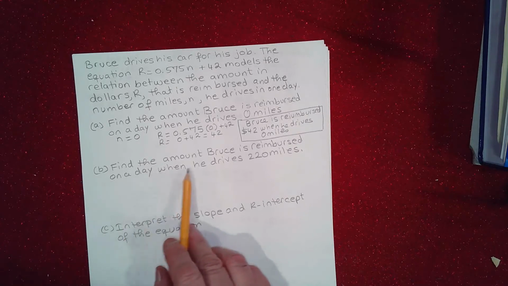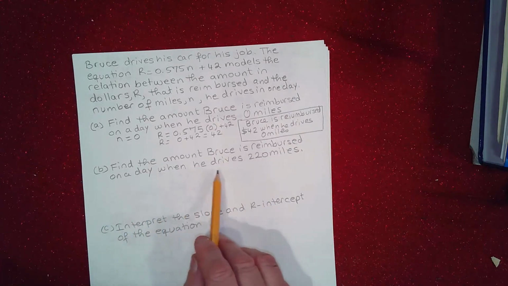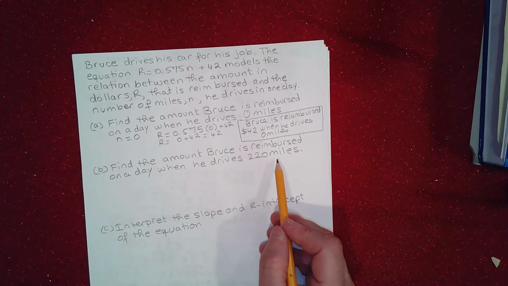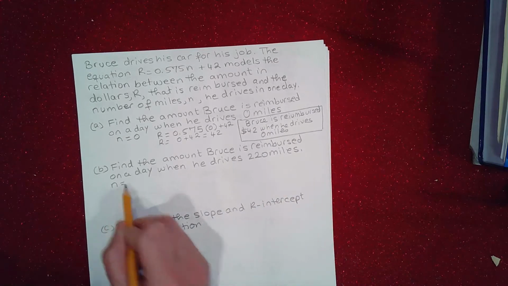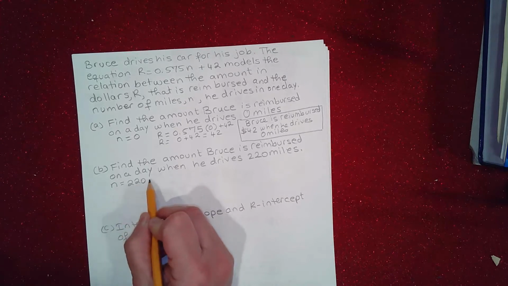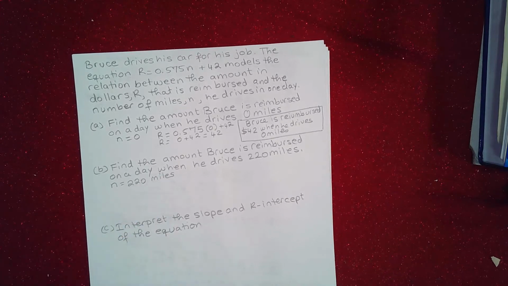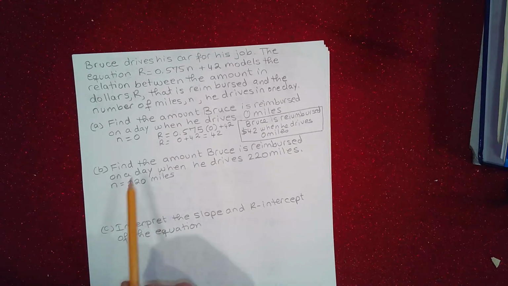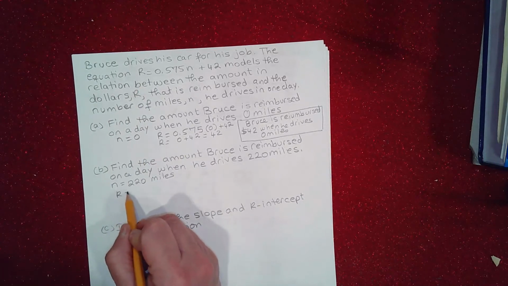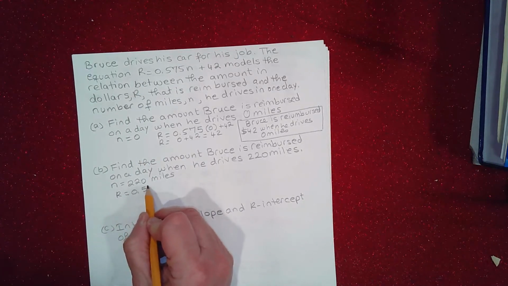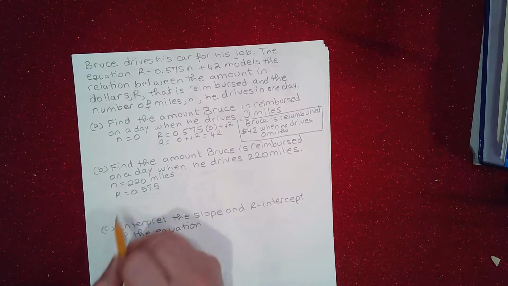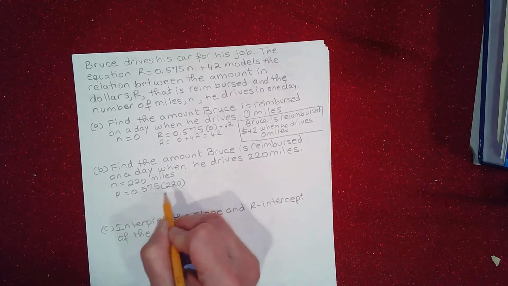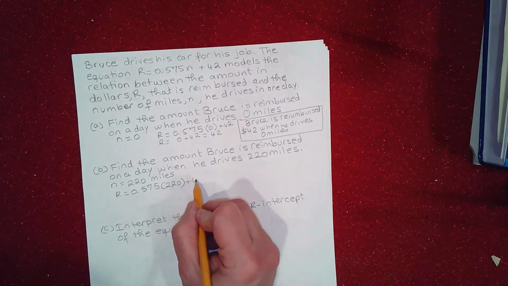Now find the amount Bruce is reimbursed on a day when he drives 220 miles. So now we know how many miles he drives. So n is equal to 220 miles. Again, to find out how much he will be reimbursed, I need to plug in 220 in the equation. So R is equal to 0.575 n. n now is 220 miles. So I have to replace n with 220, plus 42.